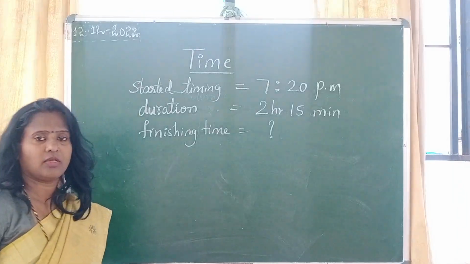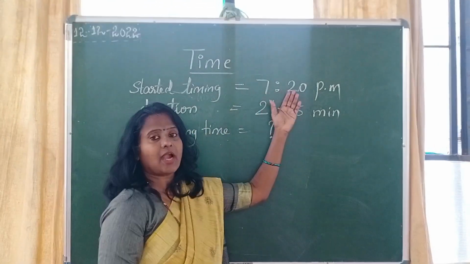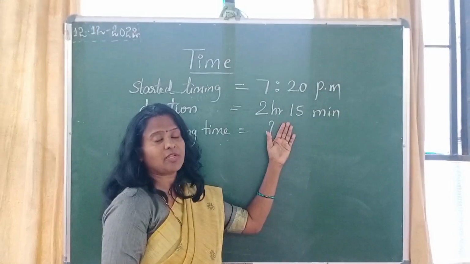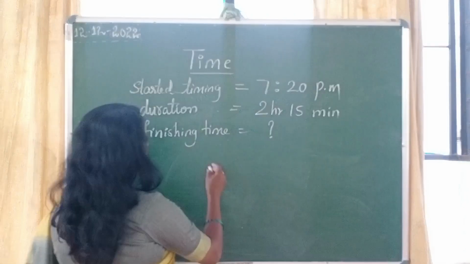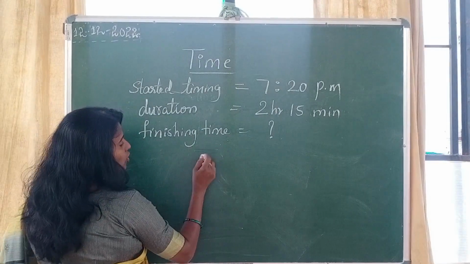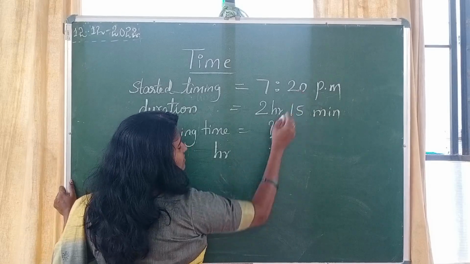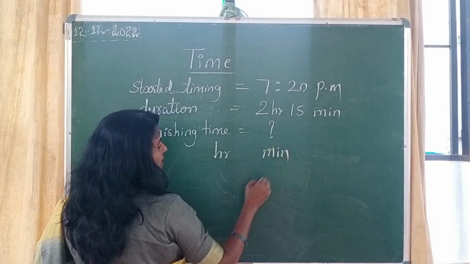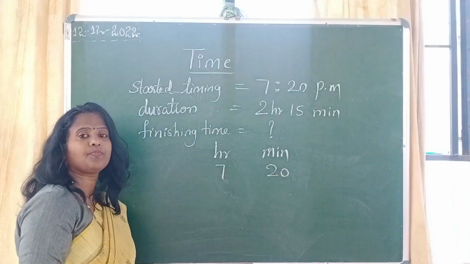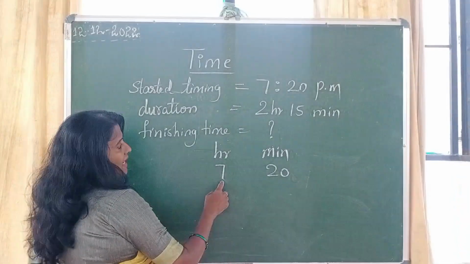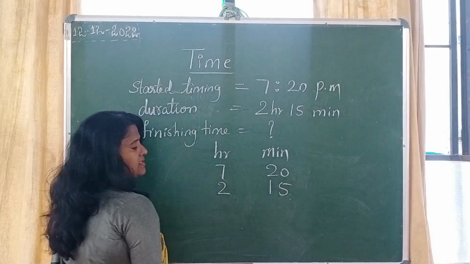Question mark. So that means we have to add. Starting at 7:20, he has taken 2 hours 15 minutes, so what should we do? We should add. So that means, I told you, you have to make a column here, hours column and here minutes column. 7 hours 20 minutes. Below that, 2 hours 15 minutes.